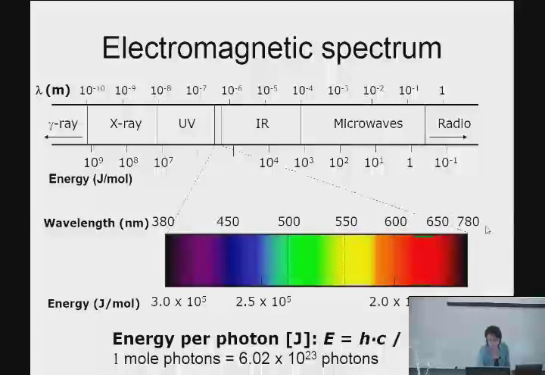So 380 to 780, again, color presentation. And then I also show the energy level right here, corresponding to some of the wavelengths. So you can see the energy level per mole, in this case, not per photon, it's 1 mole, shown in here. So 3.0 times 10 to the power of 5 joules per mole.